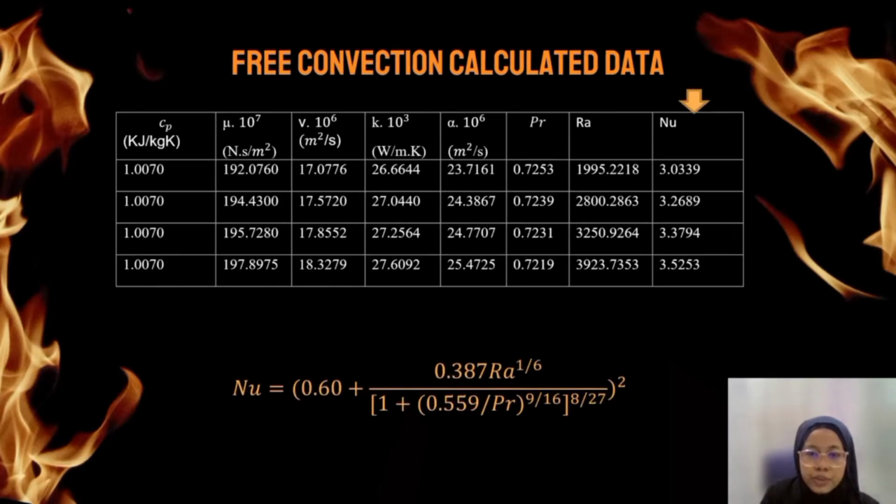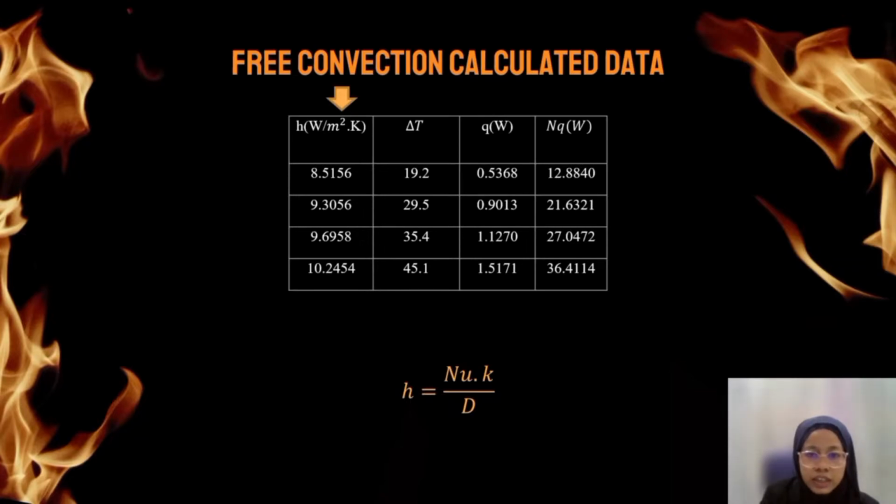For the Nu, we will also use this formula. Next, for the h, we will use the formula Nu multiplied by k over T. And for the total T, we have to subtract Ts minus T infinity. And then for the Q, we have to multiply h, area of surface, and also total T. And next, for the NQ, we have to multiply Q with 24.